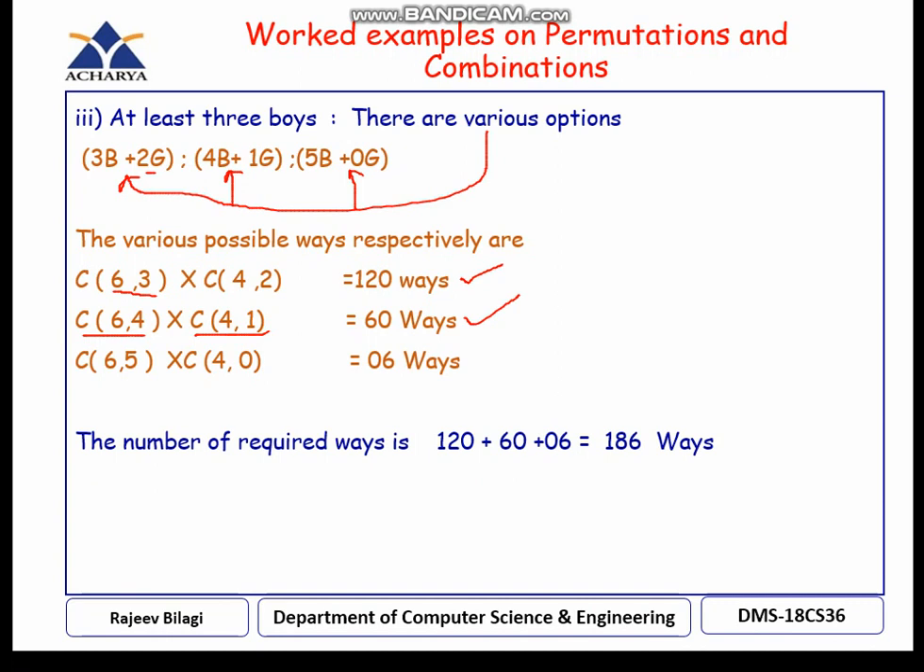And this one I'll get as 6C5 and 4C0, which gives 6. So the total number of possible ways is the sum of all three, and you are going to get 186 different ways where at least three boys can be there in a council of 5 members.